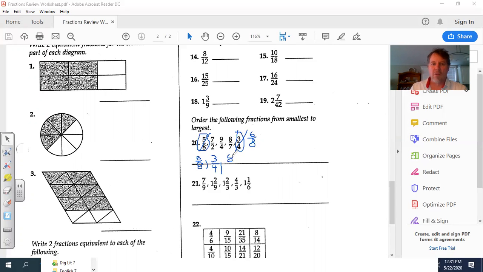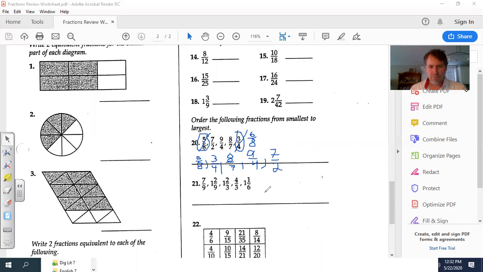It goes 8 over 7, which is a little bit more than 1, 9 over 4, which is a little bit more than 2, and 7 over 2, which is 3.5. Okay, so that's how I thought through that one. I'm going to move on to the next one.